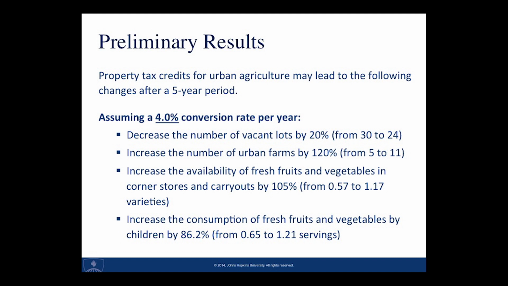This slide shows a slightly more optimistic scenario, assuming a 4% conversion rate per year, in which case the model predicts a decrease in the number of vacant lots by about 20% from 30 to 24, an increase in the number of urban farms by 120% from 5 to 11. In this simulation, we expect to see an increase in the availability of fresh fruits and vegetables in corner stores and carryouts by over 100%, and an increase of consumption of fresh fruits and vegetables by about 86%, which is more than half a serving of fruits and vegetables.